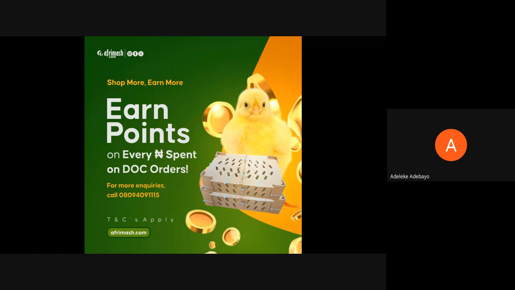So the most important ones are the ones I've said, like keeping tabs with their feeding pattern, checking for the color of their droppings, the color of the combs, the feathers, the sinuses, the respiration.